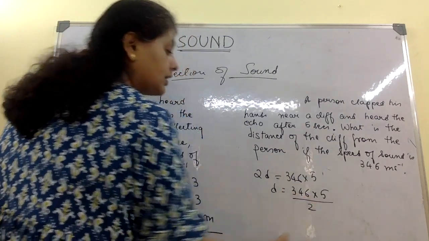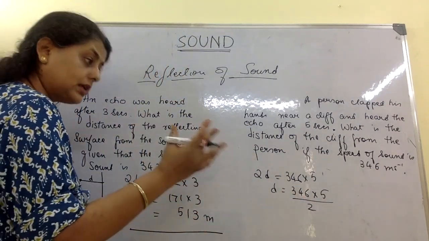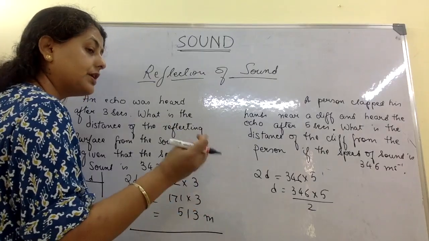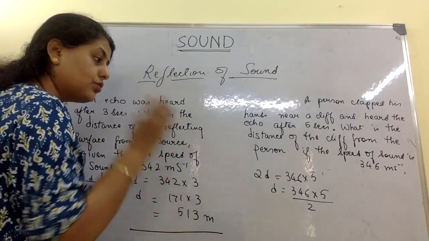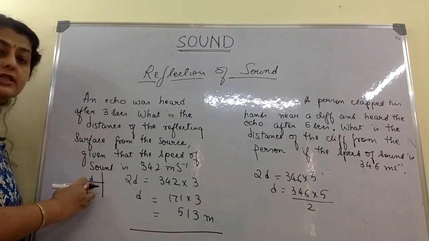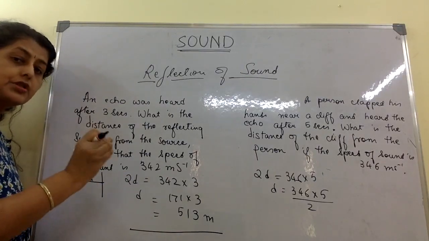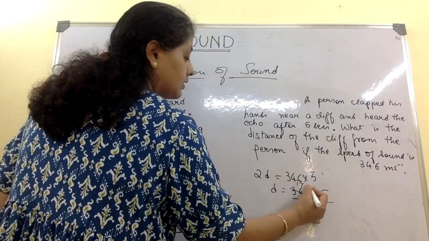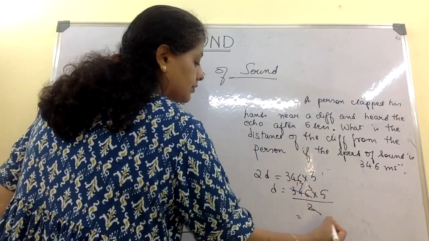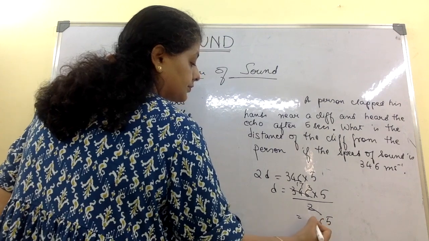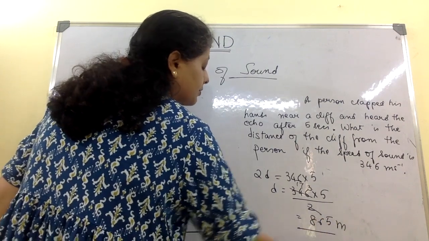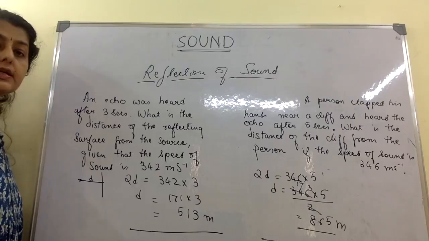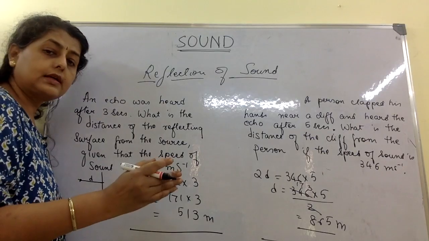If they make a twist in this question, I'll come up with many tough questions later on where the source himself is not hearing the echo, but someone over here is hearing the echo, then the question changes. So here, 173, so 865 meters is the distance of the source and the echo.